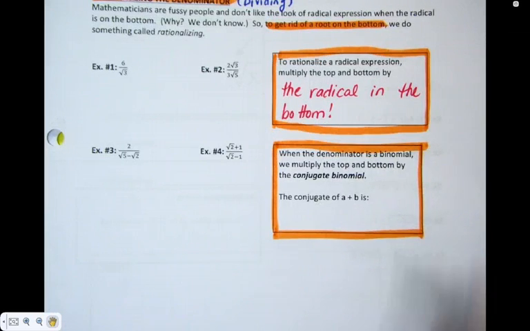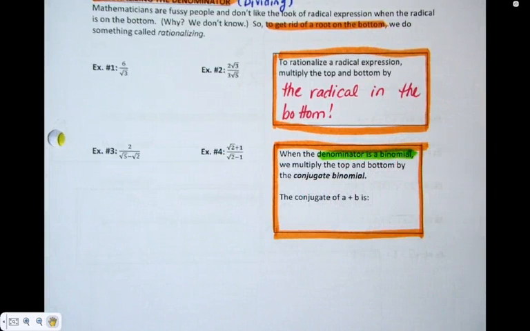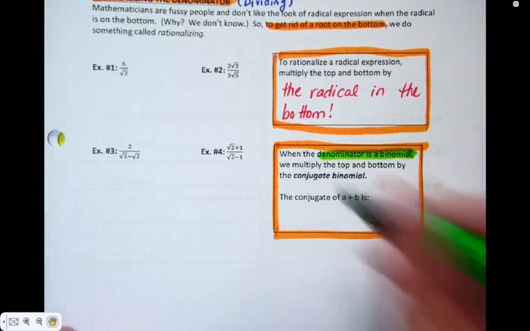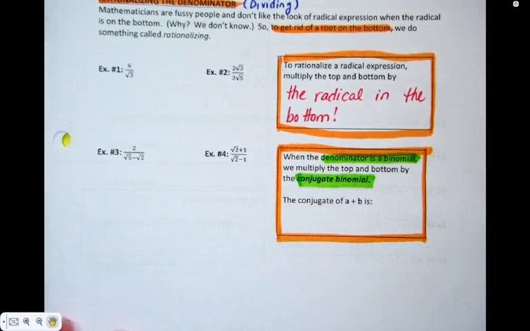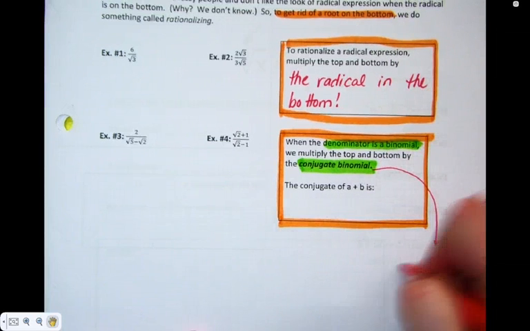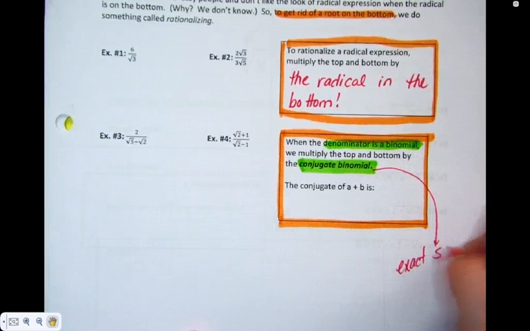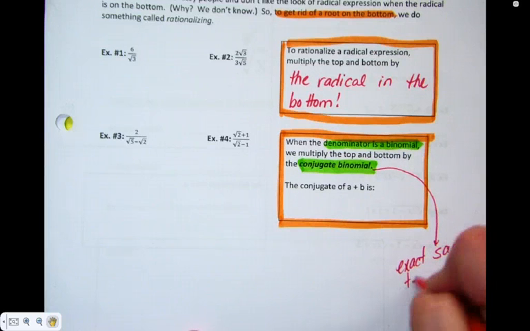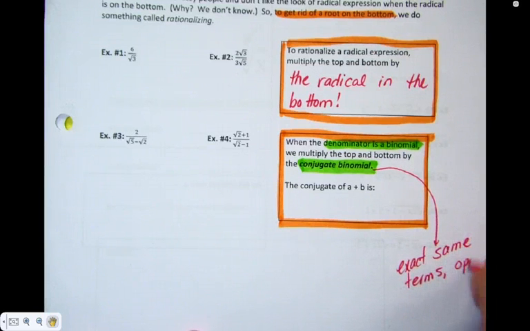When the denominator is a binomial, we're going to multiply the top and the bottom by what's called the conjugate binomial. This is going to come back to you in grade 12, in calculus. If you take IB math, this conjugate binomial is going to come back over and over and over. The definition of a conjugate binomial is the exact same terms, but the sign in the middle is opposite. If you're a wordy person: exact same terms, opposite middle sign.